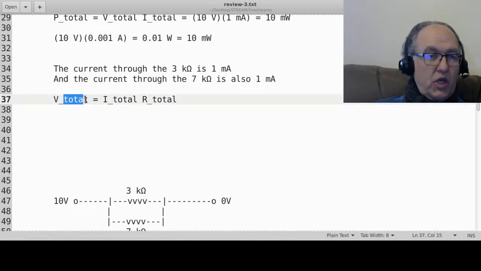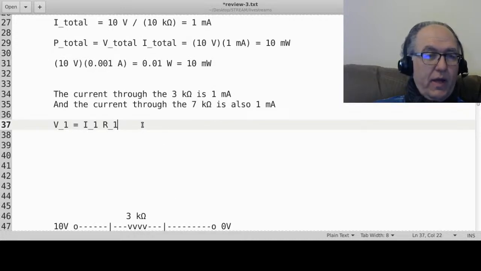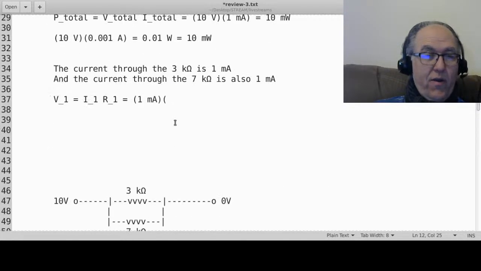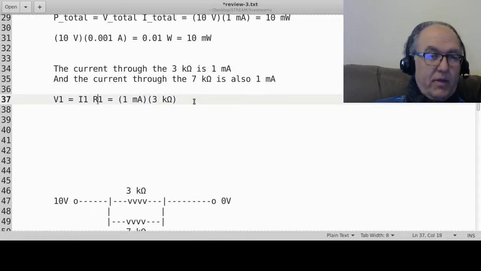So the total voltage across R1 is the total current through R1 multiplied by R1. And we just said that the current through R1 is 1 milliamp, and the resistance for R1 is 3 kilo ohms. Let me get rid of those underscores just to keep the notation consistent. So V1, the voltage drop across R1, is I1 times R1, and that's going to equal 1 milliamp multiplied by 3 kilo ohms.